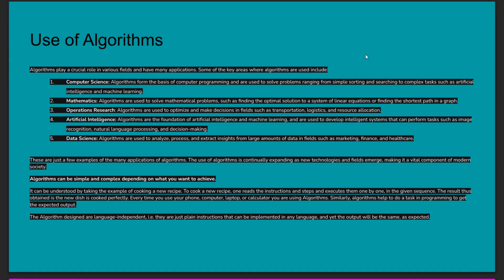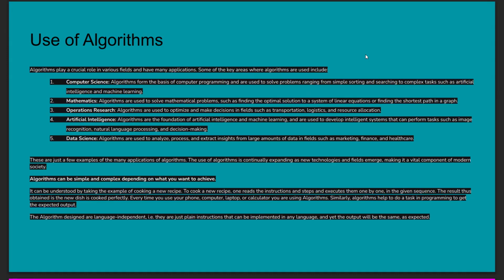We use algorithms in a routine way, but in some key areas we use this algorithm. Now we will see what the key areas are in this slide. First one, computer science. Let's see how we use this algorithm in computer science.